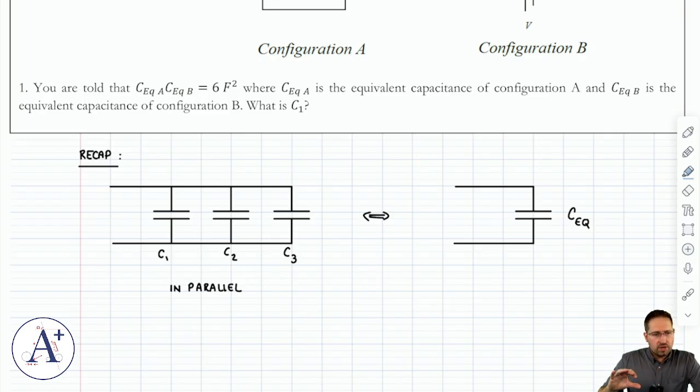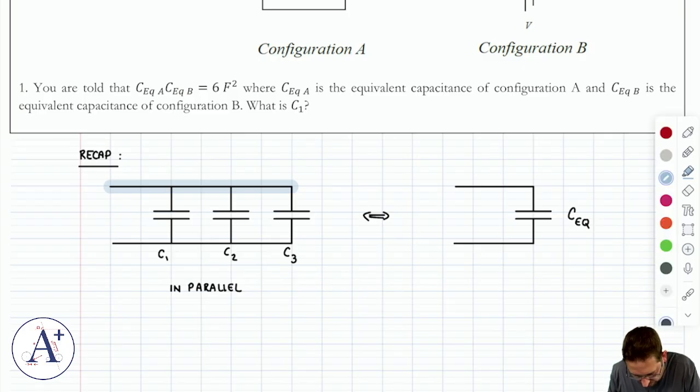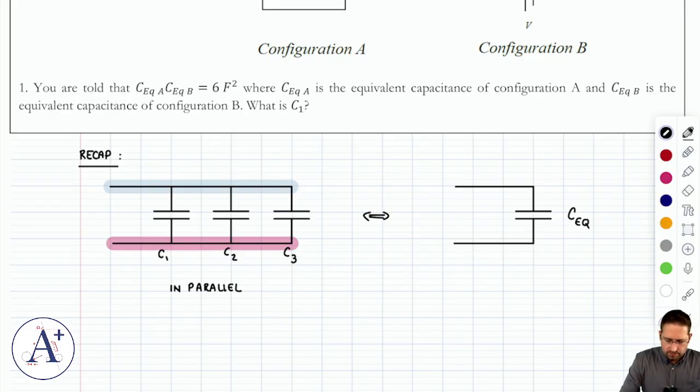Capacitors will be connected in parallel if they're connected the same way across 2 wires. Let's say this is the blue wire, this is the red wire. All 3 capacitors are connected the same way. The top of C1, C2, C3 is connected to the blue wire. The bottom of C1, C2, C3 is connected to the red wire. That means that they're in parallel.